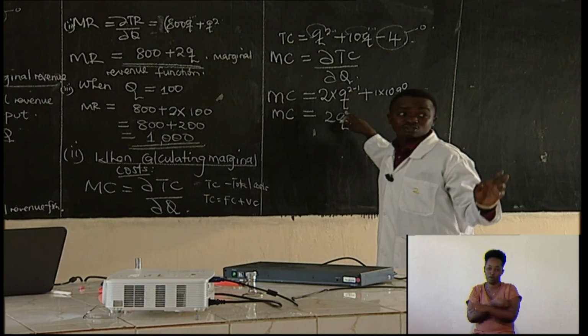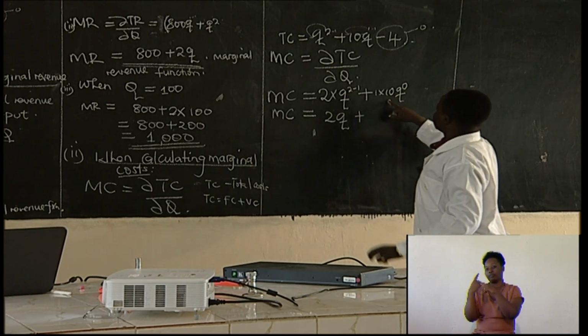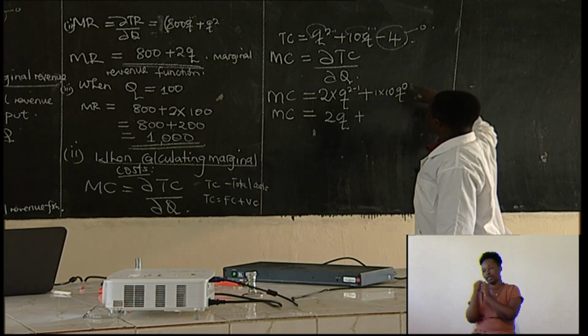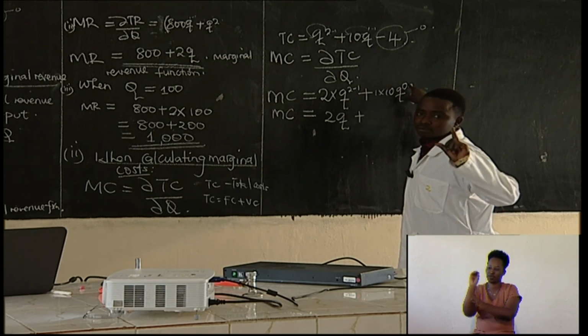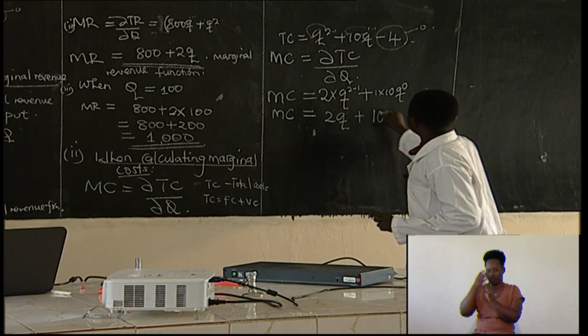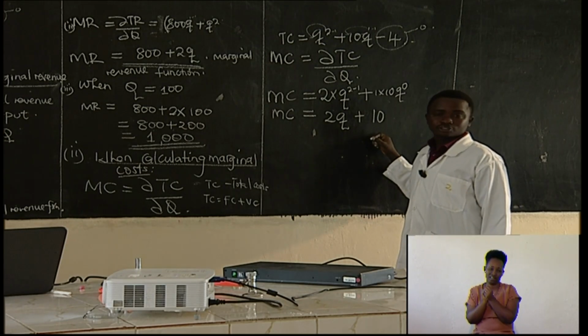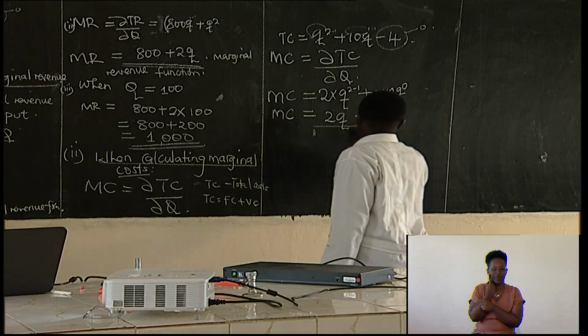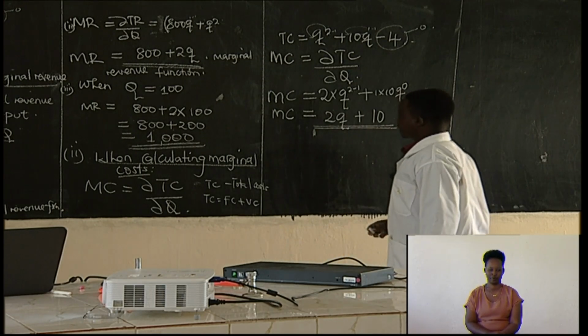That's why I'm not indicating 1. Then plus 10 times Q to the power 0. Any number to the power 0 is 1. That's why here we have 10 times 1, which is 10. Altogether, this is our marginal cost function, 2Q plus 10.